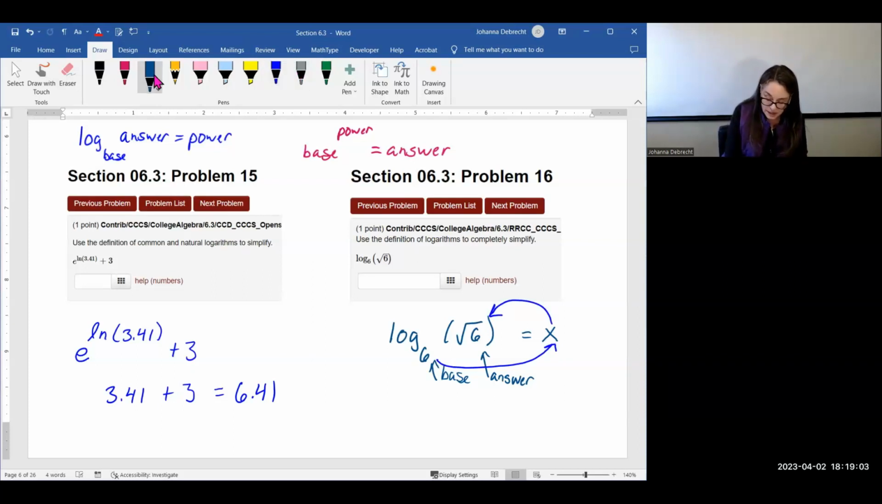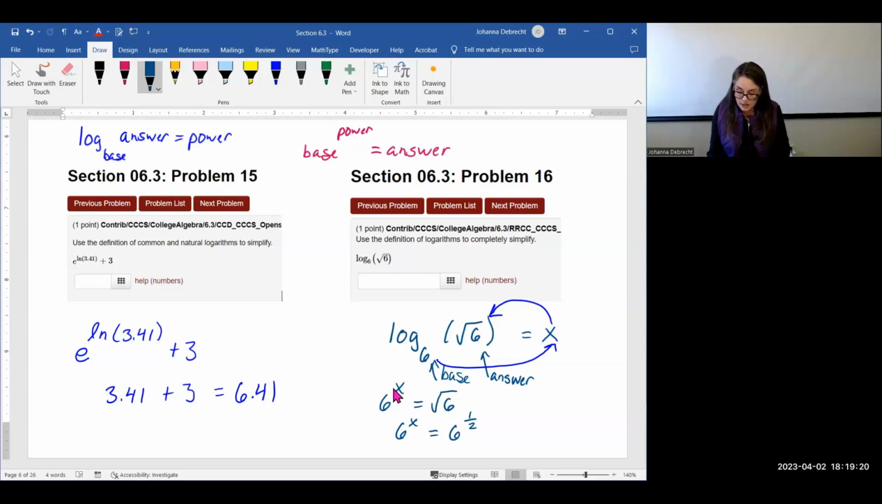Now, what that gives me is 6 to the x equals square root of 6. But remember, the square root of 6 is actually the 1/2 power. So this can be written 6 to the x equals 6 to the 1/2. The answers are equal to each other. That's what the equals means. The bases are both 6, then the powers have to be equal. They're one-to-one functions. Can't have more than one x belonging to each y, can't have more than one y belonging to each x. So this means that x equals 1/2.